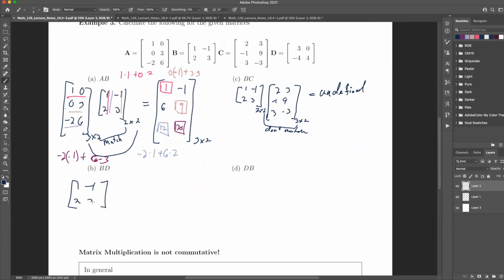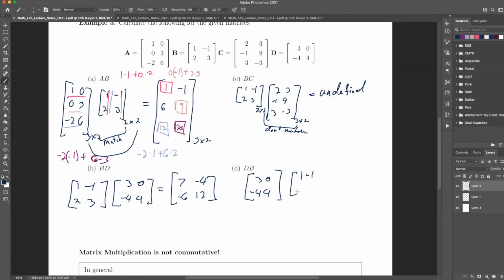and explain a couple things. All right, so here, if I did this math, I'm going to get this. I'll get 7, minus 4, minus 6 and 12. And this one, I will go ahead and crunch some of those numbers for you, just so you know what I'm doing. So here, these are 2 by 2s by 2 by 2s, so I'm allowed to do this, and the resulting matrix will be a 2 by 2.